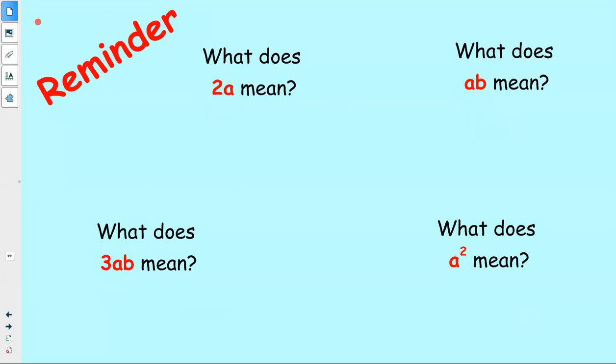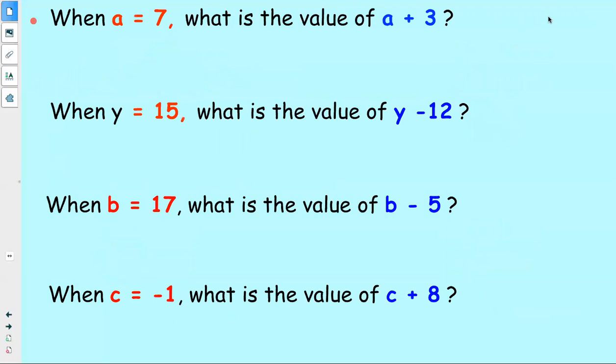Okay, next slide. So let's just start with some examples here. When a equals 7, so that variable a has been given a value. What is the value of a add 3? This a can be replaced with the number 7 because you're being told that a is equal to 7. Underneath it's nice to do a line of working. You can write a plus 3 is the same as 7 plus 3, which gives you an answer of 10.